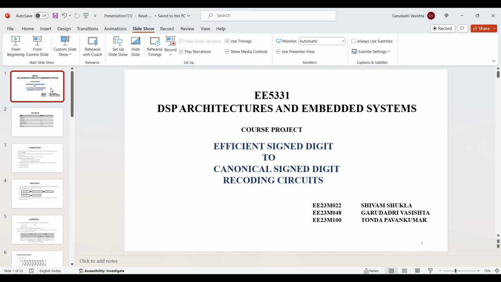Good morning everyone. We are here to give a seminar on efficient signed digit to CSD recoding circuits. Recoding essentially means converting from one form to another form. I am Pavan Kumar and my teammates are Shivam and Vasishta.